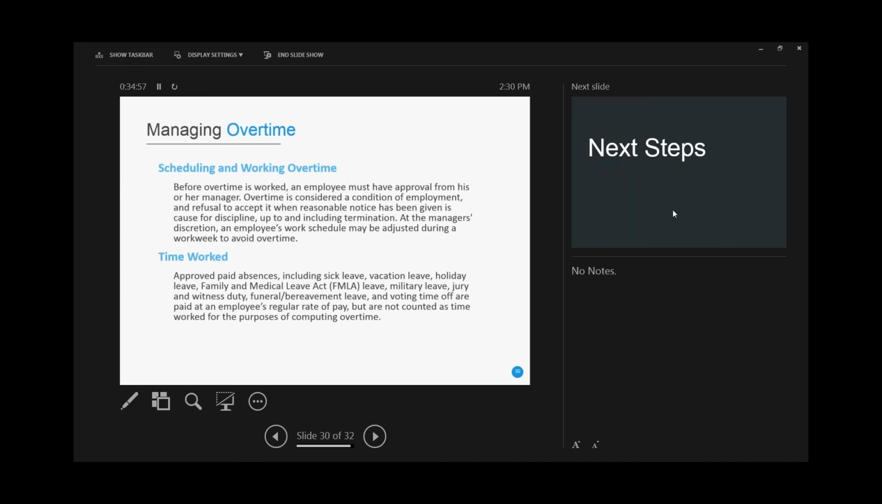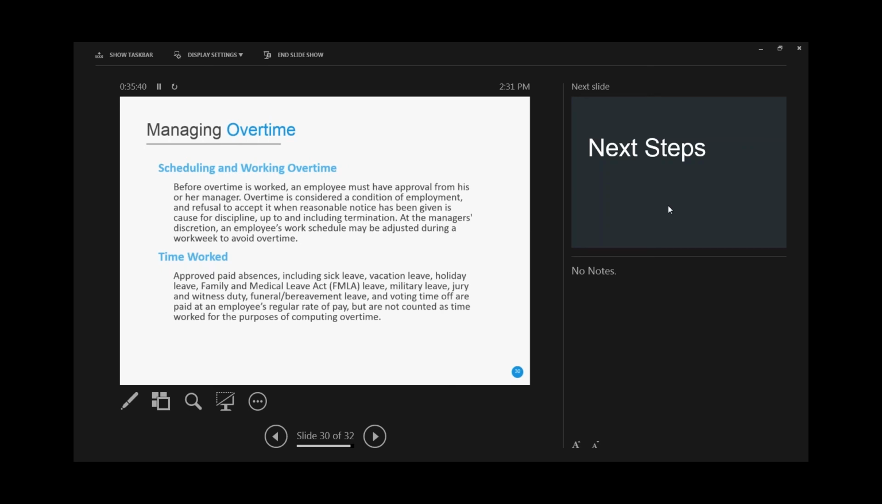So a few tips on scheduling and managing overtime. With scheduling, before overtime is worked, an employee should have prior approval from his or her manager. Overtime is considered a condition of employment, and refusal to accept it when reasonable notice has been given is cause for disciplinary action up to and including termination. At the manager's discretion, an employee's work schedule may be adjusted during a work week to avoid overtime. So if you have an employee who maybe worked 12 hours on Monday and you wanted to adjust their schedule for the rest of the work week so that you could avoid the overtime, you are able to do that.